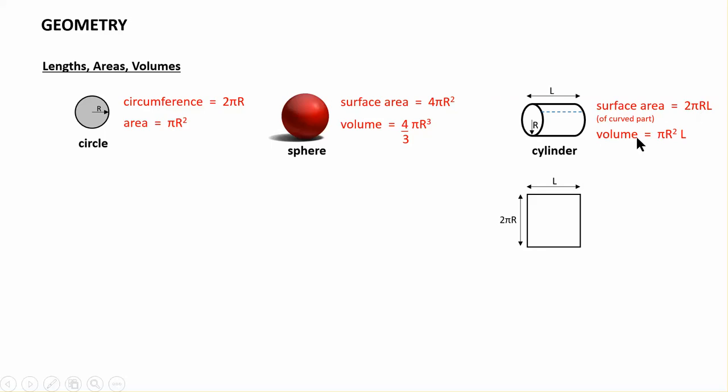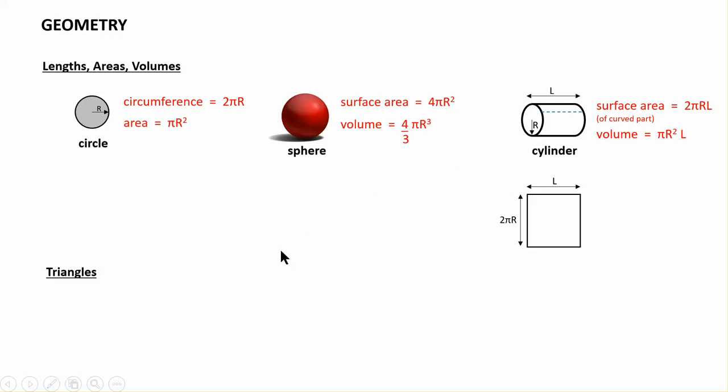The volume of this cylinder, you can think of it as follows. The cross-sectional area here of this circle is pi r squared. So we're basically taking the cross-sectional area, pi r squared, times the length. Pi r squared, that's the base, times the length, that gives us the total volume enclosed.